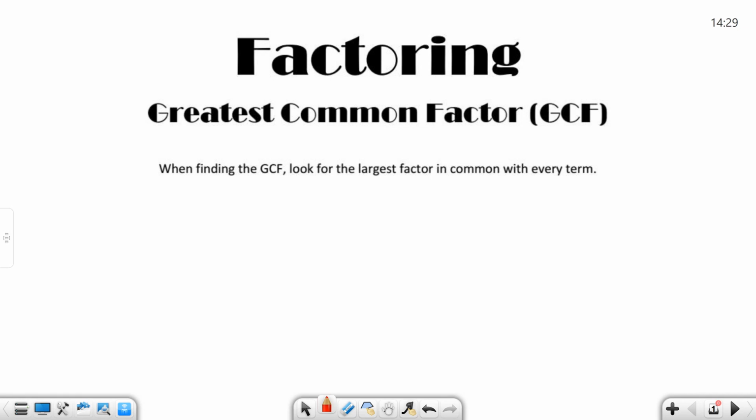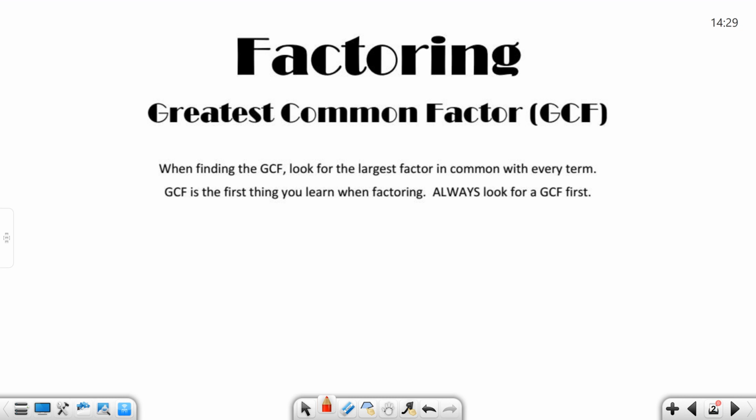Factoring, the greatest common factor, the GCF. When finding the GCF, look for the largest factor in common with every term. That's what you want to do. You want to take that out, factor it out, okay? So GCF is the first thing you learn when you factor. Therefore, you always look for a GCF first.